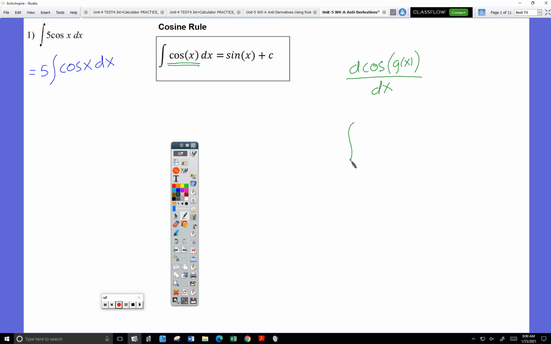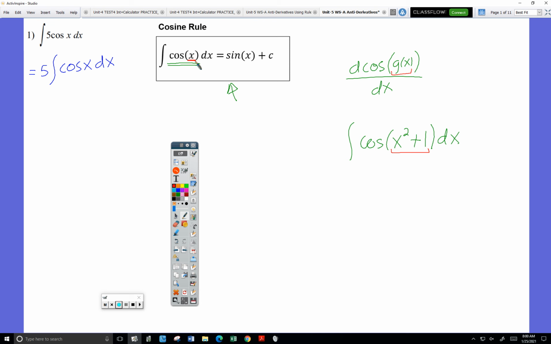Like if I run into this situation, I cannot use this rule. Whereas if I were taking a derivative, I could use the derivative rule, because the derivative rule allowed for much more complex arguments within the cosine function. The antiderivative rule does not.